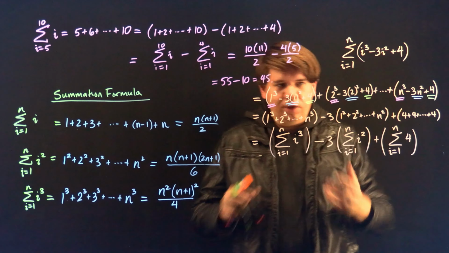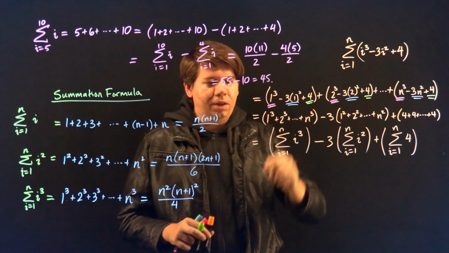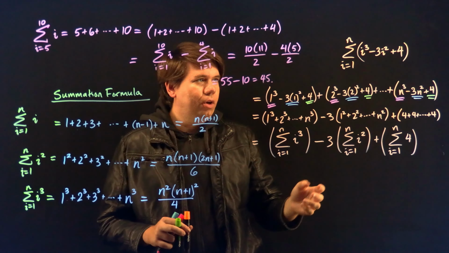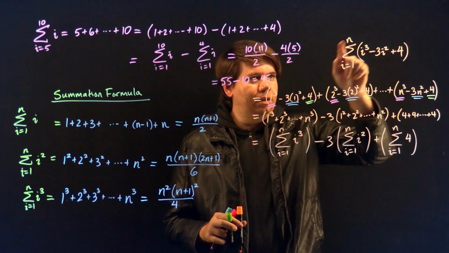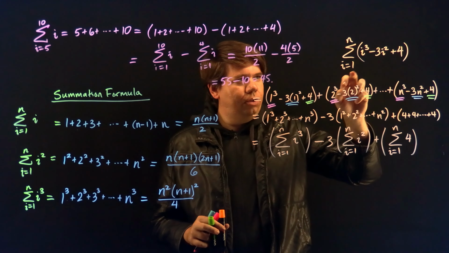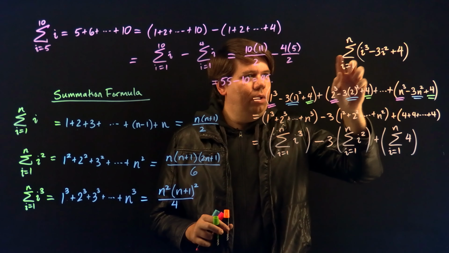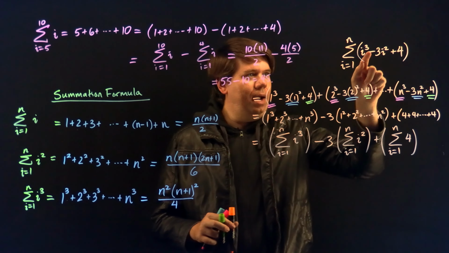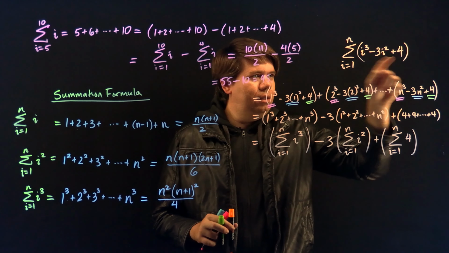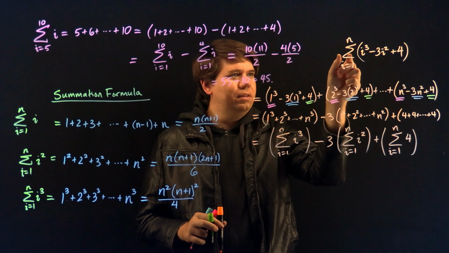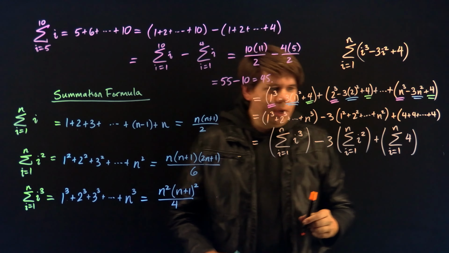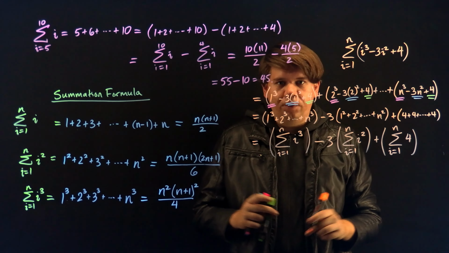Now, when I was trying to show you how this works, I went through all these steps. In practice, you can skip from here to the bottom, where you're distributing the summation. You're breaking it up from i cubed minus 3i squared plus 4 to a summation of i cubes, minus 3 times the summation of i squareds, plus the summation of 4. So you can think of it as distributing the summation throughout. Okay, what's the advantage of doing this?